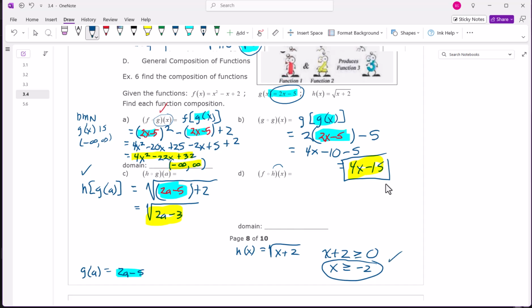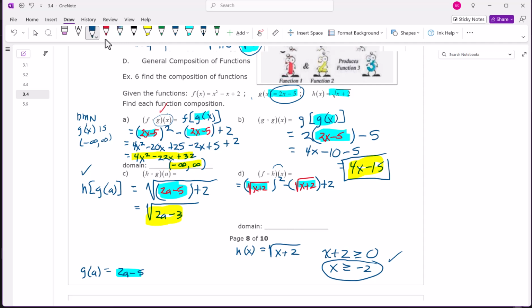Okay, so we got that. Now we're going to go ahead and do the function composition next. So we're going to write down f. F is something squared minus something plus 2. What you plug in is the h of x. So replace this with the square root of x plus 2, and then work this out.